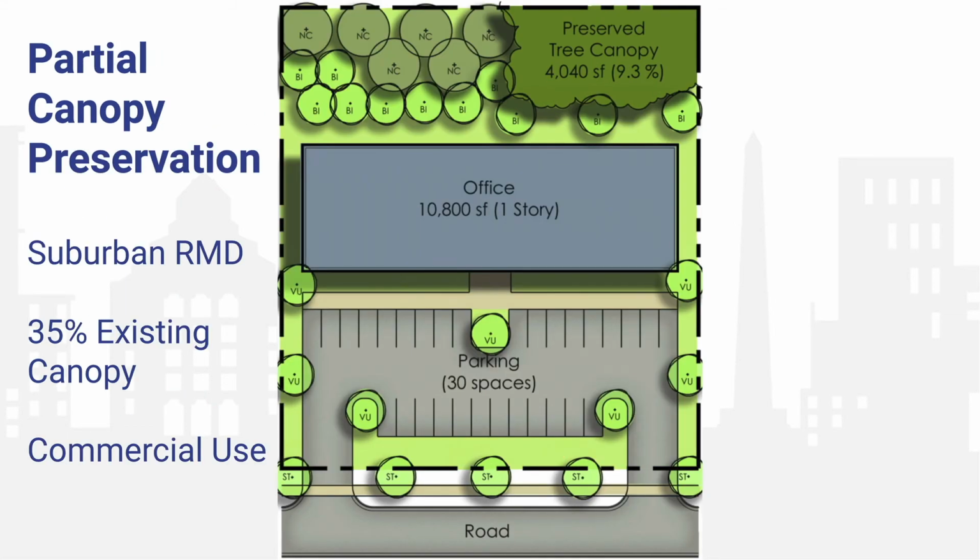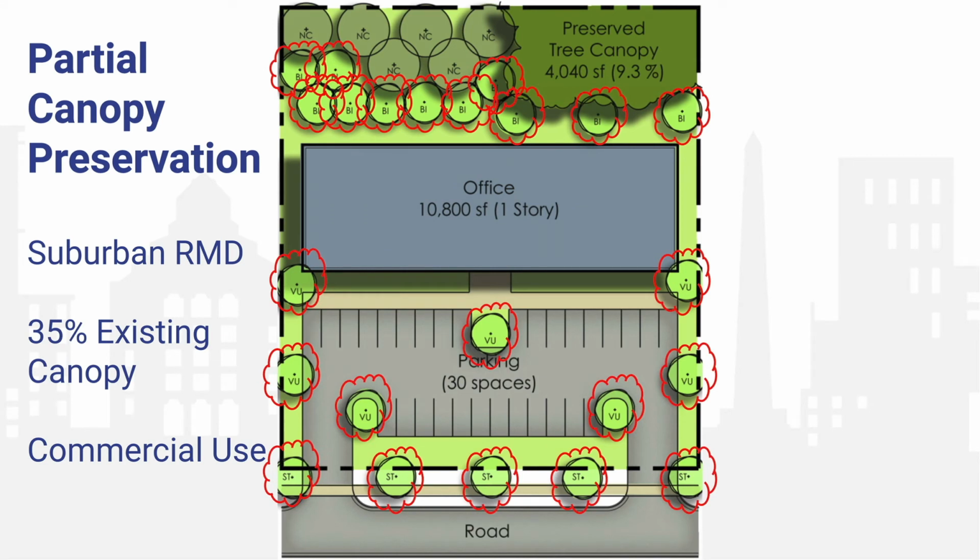The second scenario for this site shows partial canopy preservation. So this is a mixture of planting new trees and preserving existing trees to meet the requirement. Again, highlighted in red, you'll see the trees that are required by other parts of the Unified Development Ordinance. Those trees are still required. What you get in addition with this ordinance is the preserved tree canopy on the top right and the new canopy trees that have been planted on the top left.